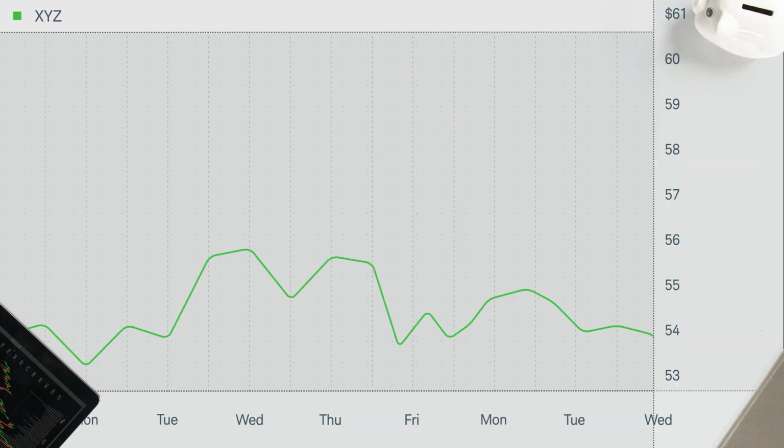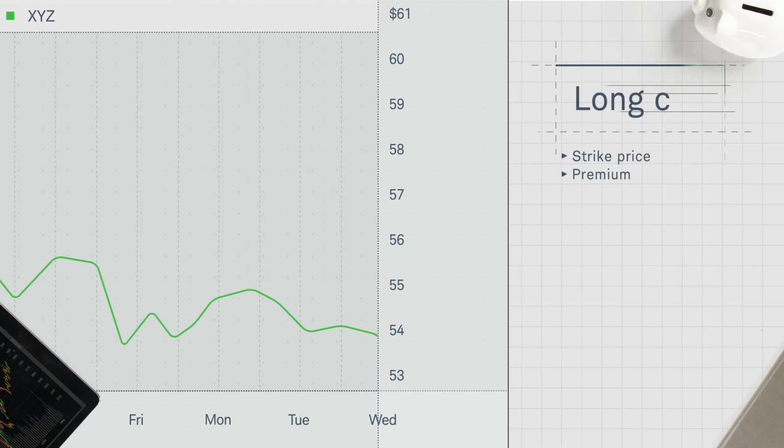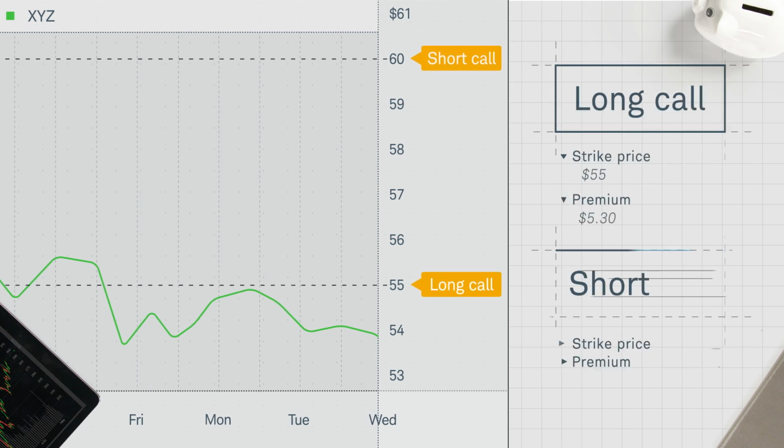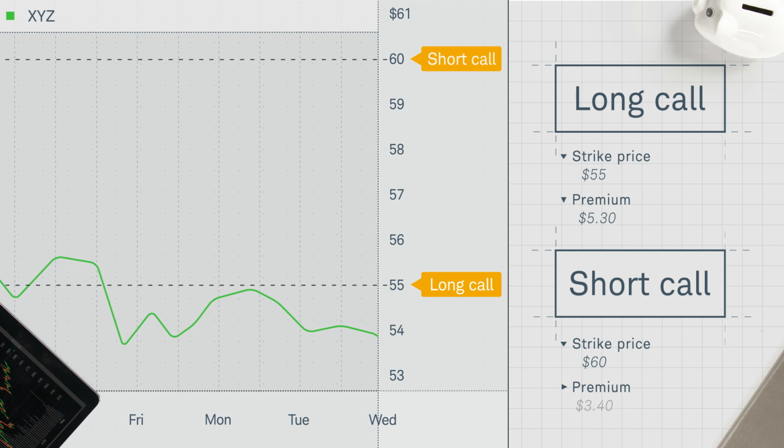Let's look at a hypothetical example. Say the ETF XYZ is currently trading at $54. We'll buy an out-of-the-money call that's 70 days from expiration with a strike price of $55 and a premium of $5.30. Next, we'll sell a further out-of-the-money call that's also 70 days from expiration with a strike price of $60 for a premium credit of $3.40.